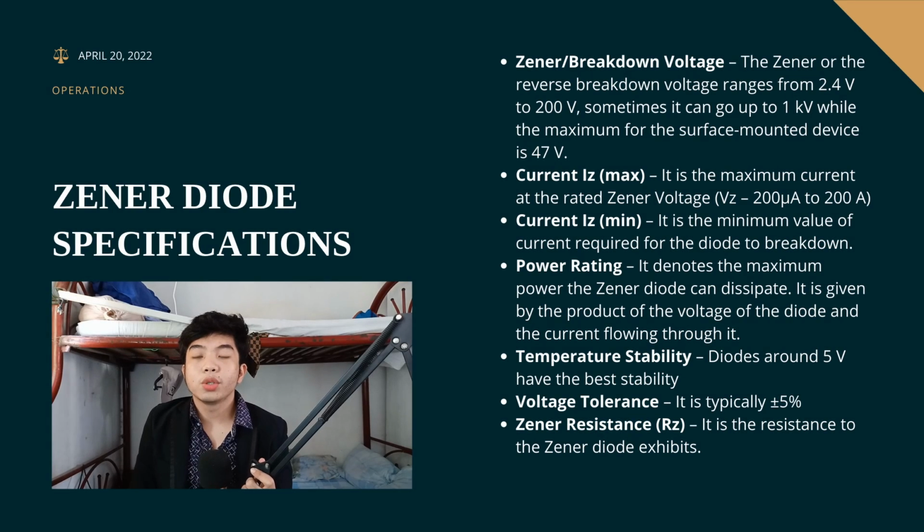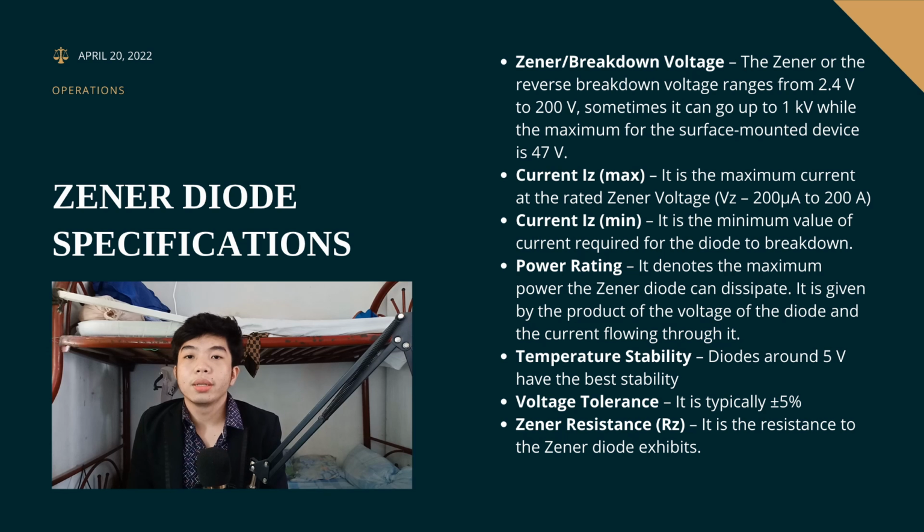So, yung next naman natin ay yung specifications para sa Zener diode. Yung breakdown voltage niya, or tinatawag nating reverse breakdown voltage, nagre-range from 2.4 volts hanggang 200 volts. Then, yung maximum current IZ ay yung maximum current sa rating ng Zener diode, which is 200 microampere hanggang 200 ampere. And yung minimum current IZ para makapag-breakdown yung Zener diode ay 2.4 volts.